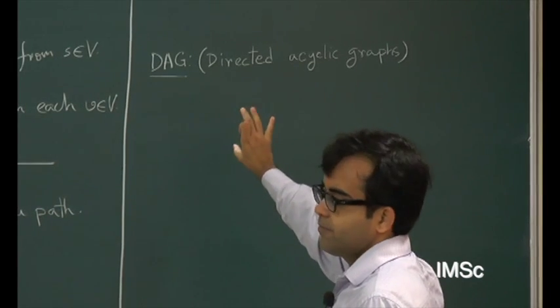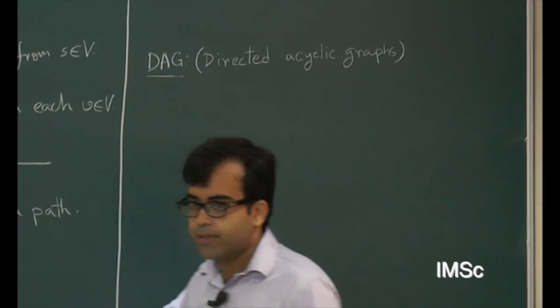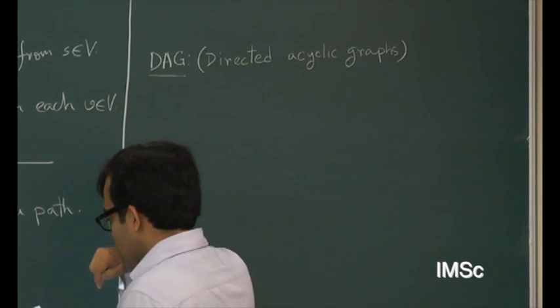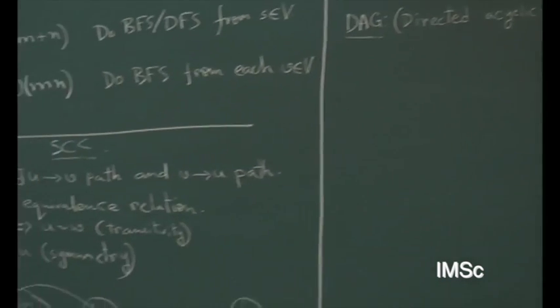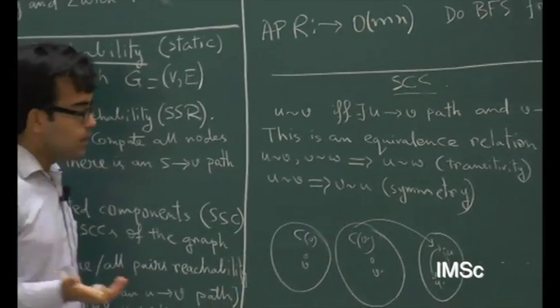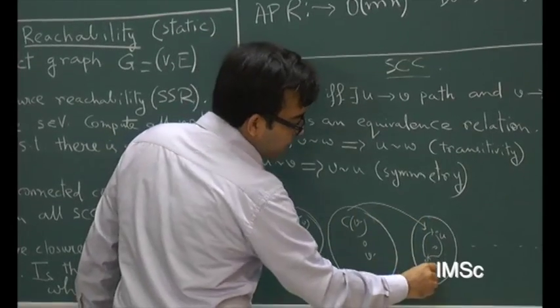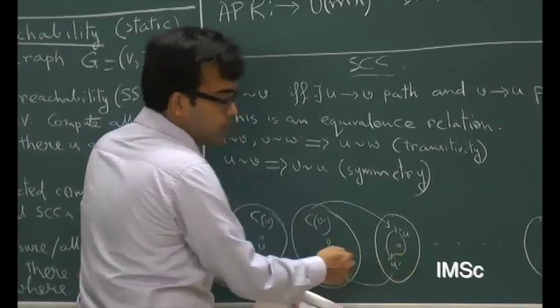Every directed graph, any general directed graph, if you look at its strongly connected components, you can get a DAG out of it. How? Just look at these strongly connected components. Can there be edges crossing these components? Can there be an edge like this? There can very well be edges like this, right? But the point is that if there is an edge going like this, there cannot be a reverse edge, because if there is a reverse edge, these two components will collapse.